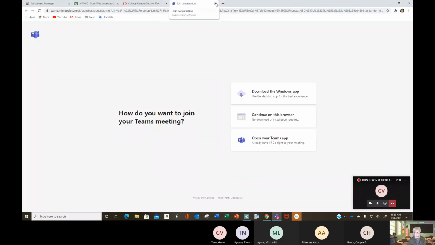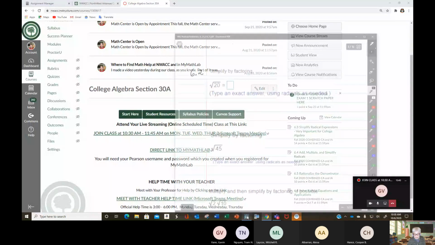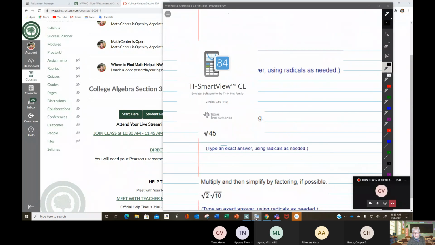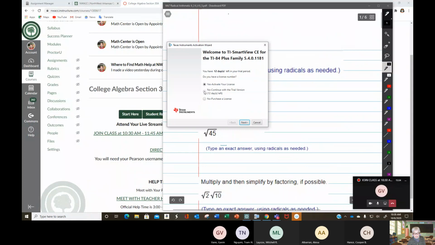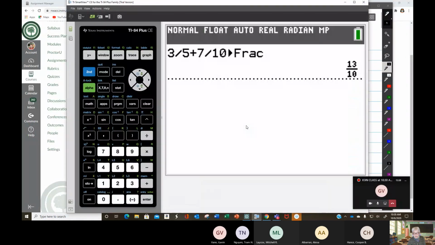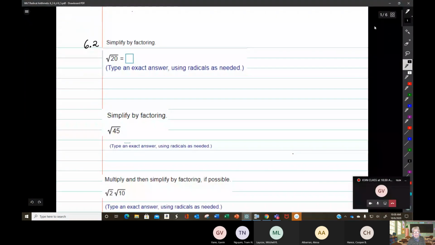Okay. There we are. And just in case we need it, here's the calculator. Yep, clear. Okay, so we'll leave it down there. We'll expand this, and we will get to work on today's work.